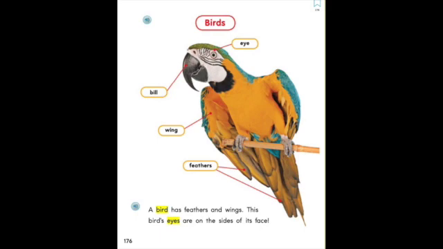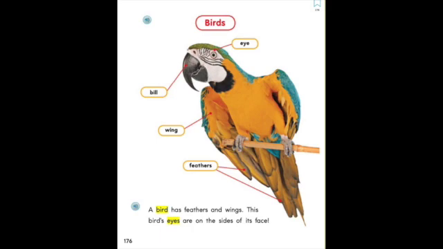Okay, a new animal group, this one called birds. So we can look at our text and our labels. A bird has feathers and wings. This bird's eyes are on the sides of its face. So look at the labels. We have birds that have eyes, a bill, that's their beak, their wing, their feathers.